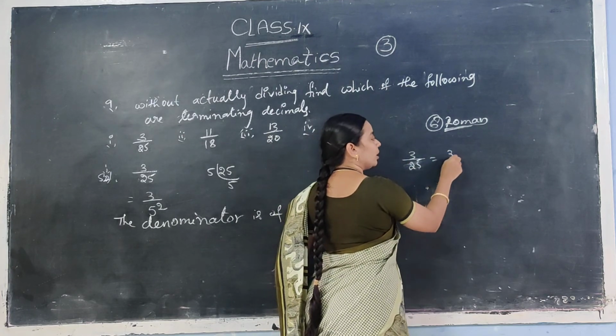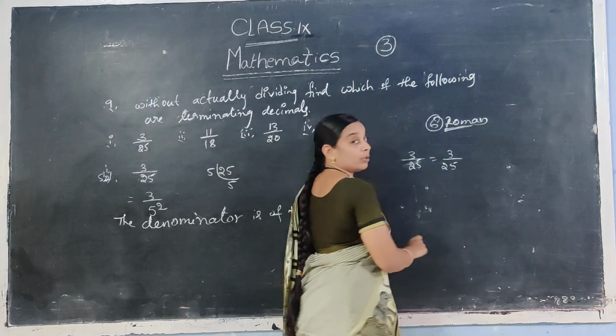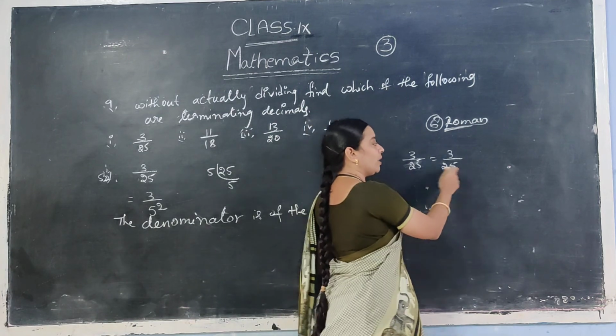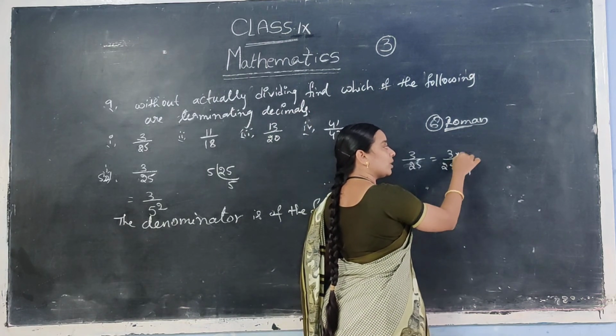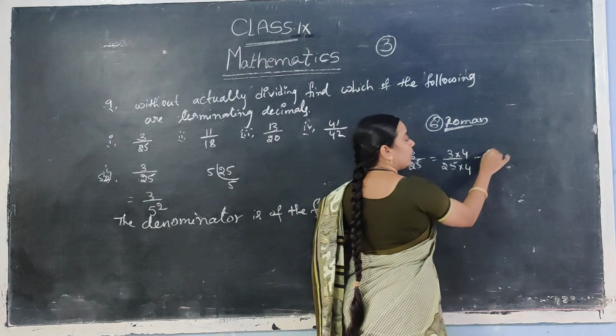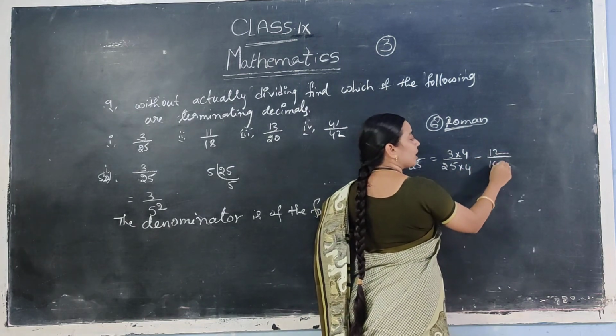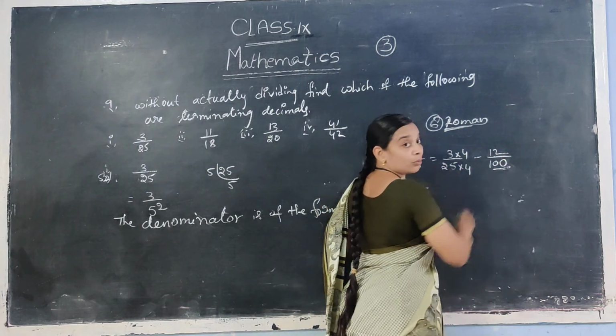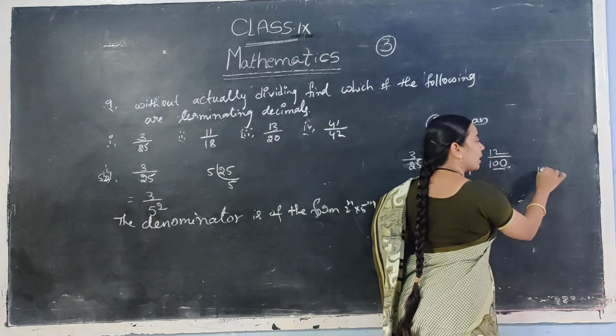Suppose this question can be expressed in terms of zeros. Zeros means 25 is multiplied with 4. So that's why you write 4 here also. 3 fours are 12, 25 fours are 100. So now how much is the denominator? 100. Now let us check the factors.